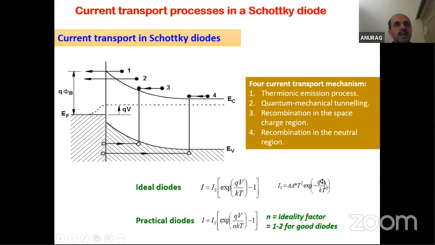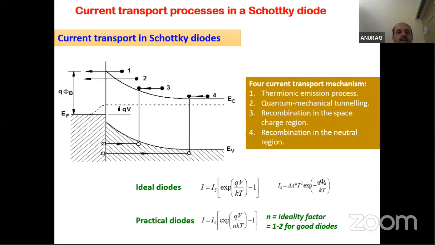So the two important parameters of a Schottky diode are the barrier height, the Schottky barrier height, and another thing, the ideality factor. So this is for an ideal diode, but for a practical diode, I make a little bit of change to fit the experimentally obtained IV characteristics. So this is Is times exponential of qV by nkT. n is the ideality factor. So for good diodes, usually you will get an ideality factor below 2.